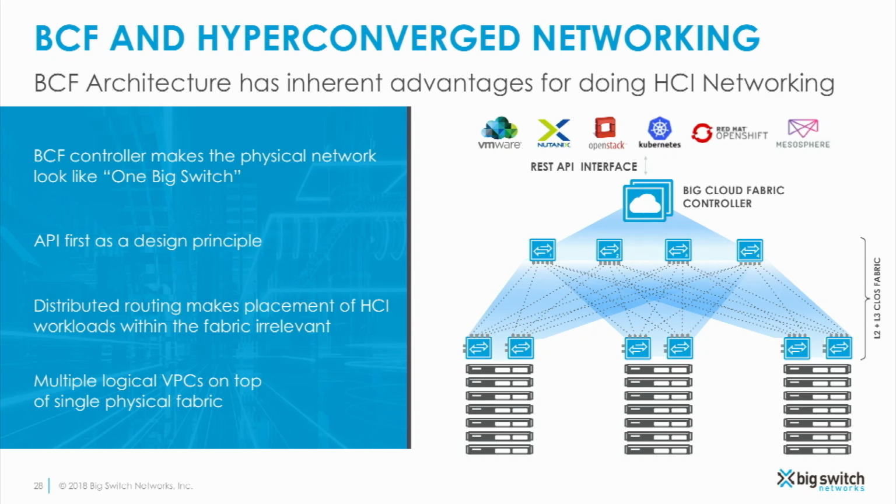So what is it that makes BCF an excellent choice for hyperconverged networking? I revert back to the one big switch analogy, right? When you think about it, the orchestration system, all it needs to do is talk to this one pane of glass, one controller, and you get your entire network programmed underneath that by the controller itself. So that makes it really simple for an orchestration system to just make a network call, right, to one place. So that works in our advantage.